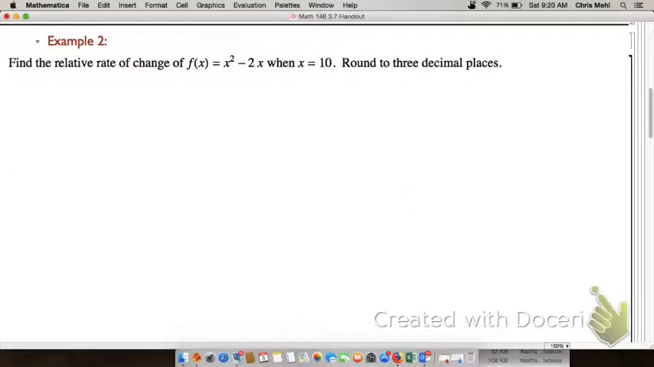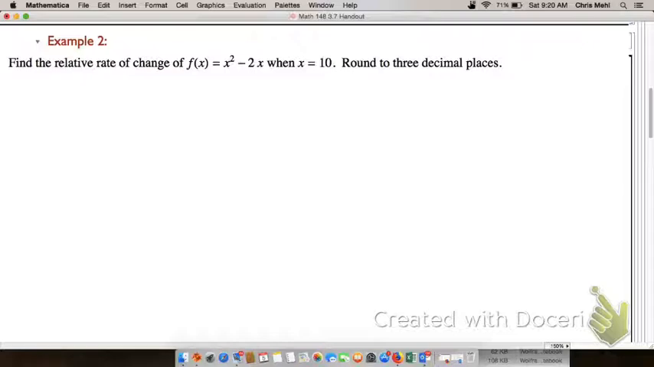Okay, so now let's take some function f of x equals x squared minus 2x. We're going to find the relative rate of change when x is equal to 10, and then we'll round that quantity to 3 decimal places. I don't have my calculator on me right now, so I might not be able to do the rounding part of this, but I'll do the best that I can.